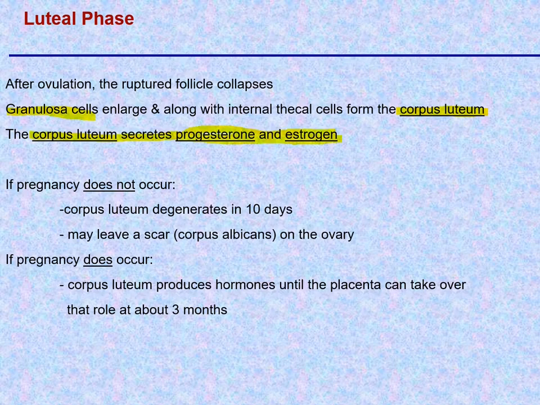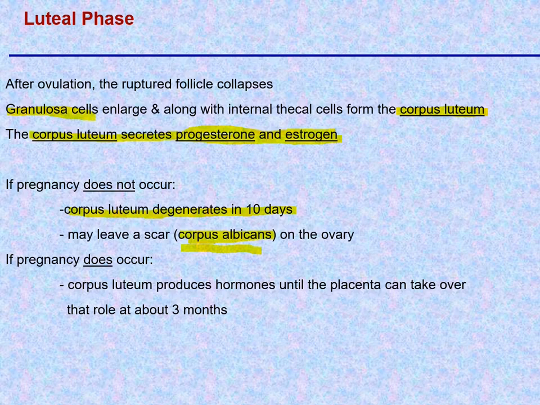If pregnancy doesn't occur, if that ruptured, released secondary oocyte does not get fertilized by a sperm cell in the uterine tube, then the corpus luteum will degenerate in about 10 days, leaving a scar, and there is a name for that scar, corpus albicans, on the ovary. Don't worry about this term.